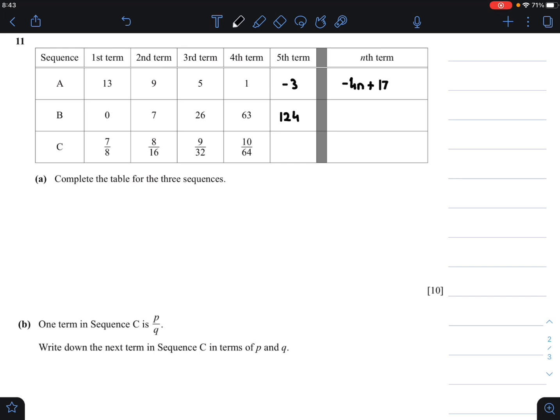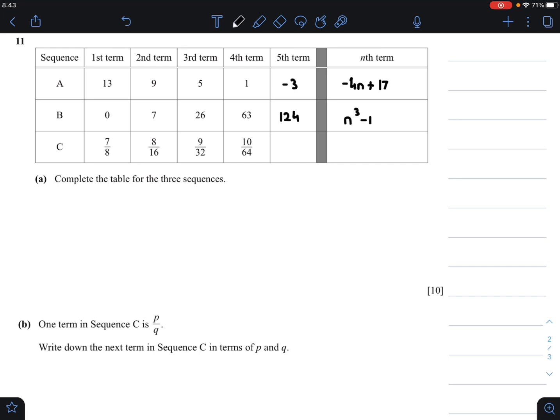So you can find your nth term, you've already found it. That is n cube minus 1. So that will be your final answer for the sequence B. Now let's move to sequence C.